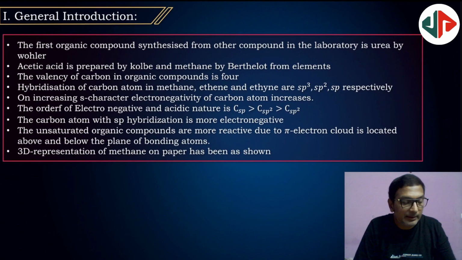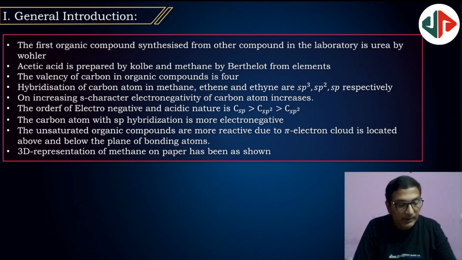First, general introduction. The first organic compound synthesized from another compound in the laboratory is urea by Wöhler. So this is the first organic compound prepared in the laboratory from another compound. Next, acetic acid prepared by Kolbe and methane by Berthelot. These two compounds are prepared from their constituent elements. Next, valency of carbon atom in organic compounds is 4. Therefore, carbon is also known as a tetravalent element.